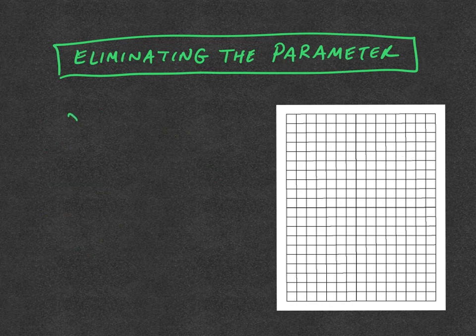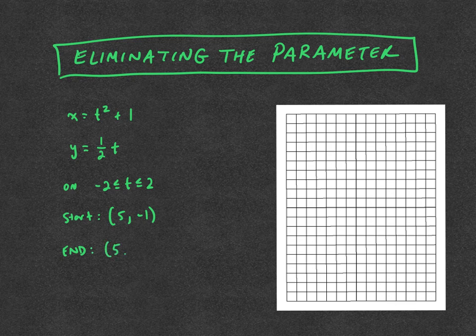Let's look at one last example to see how eliminating the parameter can be really helpful with graphing. Let's say we had the parametric equation x equals t squared plus 1 and y equals 1/2 t. And let's look at this on the interval where t runs from negative 2 to positive 2. To figure out where this graph starts, I plug negative 2 in for t and I get x equals 5 and y equals negative 1. To figure out where it ends, I plug positive 2 in for t, and I get 5 and positive 1.